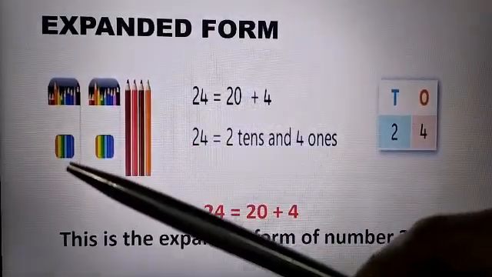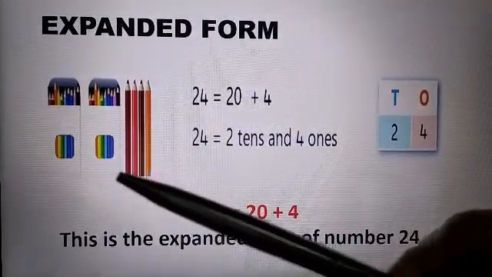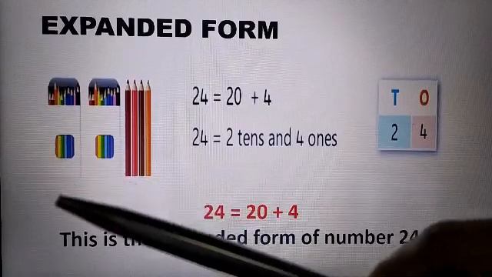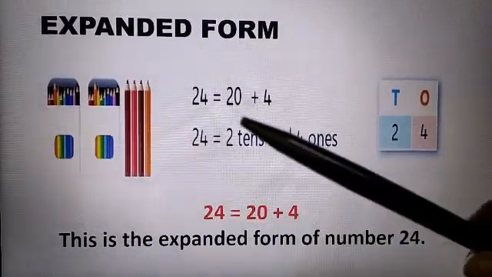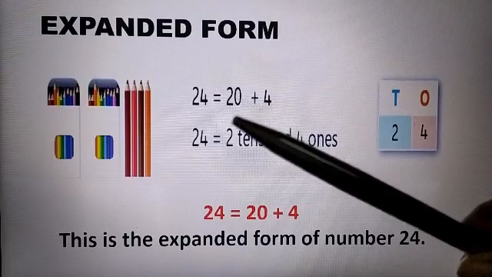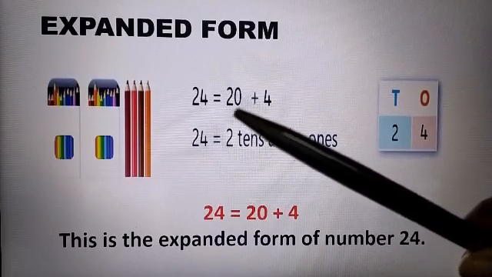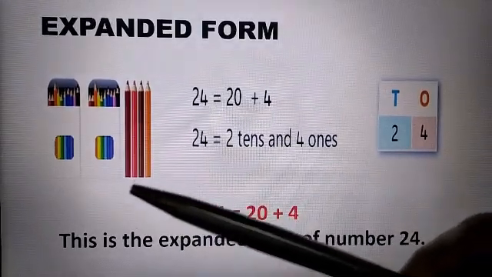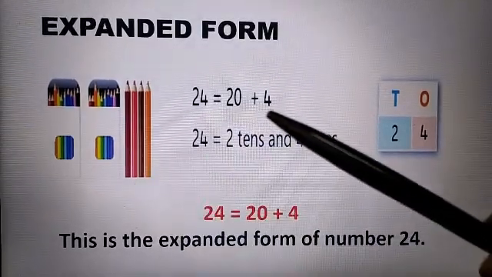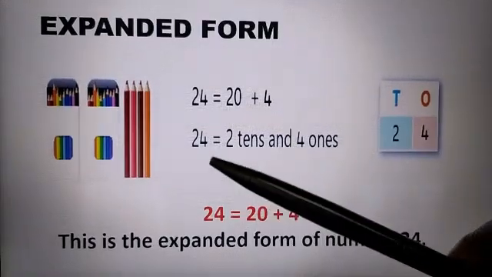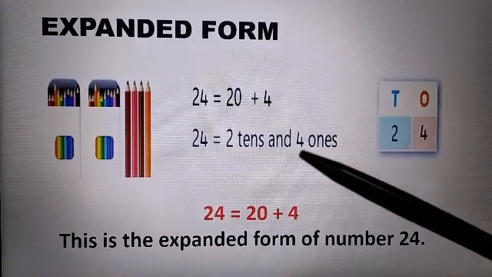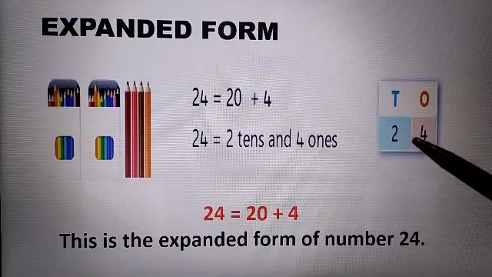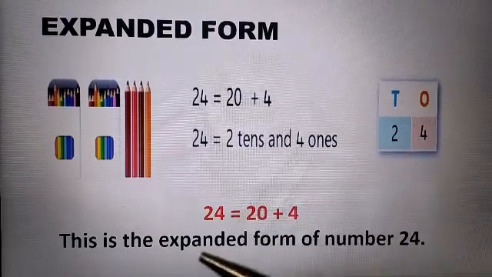Okay. So this one box has 10 pencils. Another box has 10 pencils. So 10 and 10 pencils make how many pencils or crayons? That is 20. So here it is written 20. Yes. And how many ones are there? 1, 2, 3, 4. 4 ones. So 24 is 2 tens and 4 ones. So the expanded form is seen here.